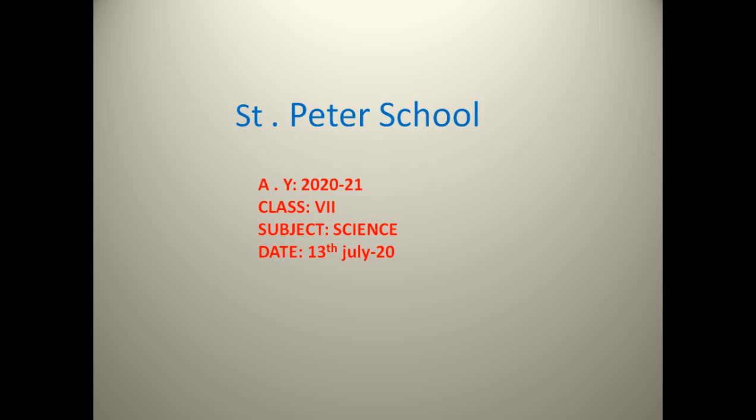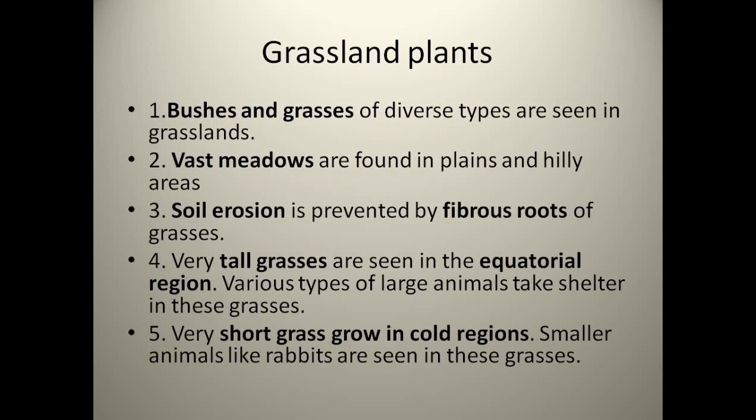In the last class, we studied the types of adaptation done by plants. We covered up to the topic of aquatic plants. So today we are going to discuss the grassland plants. What type of adaptation is done by the grassland plants?